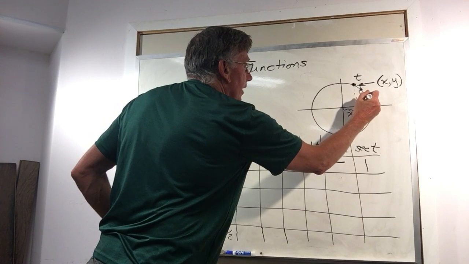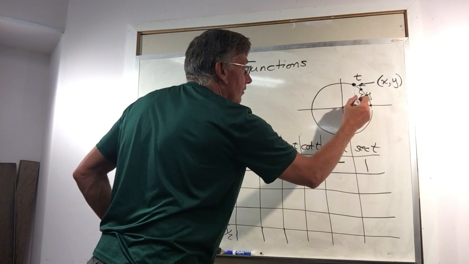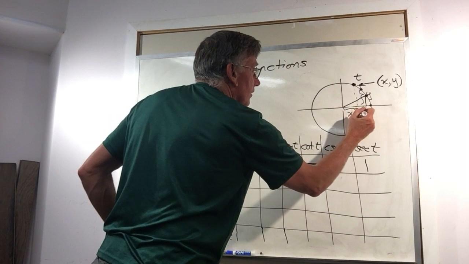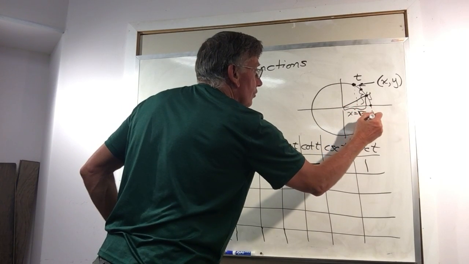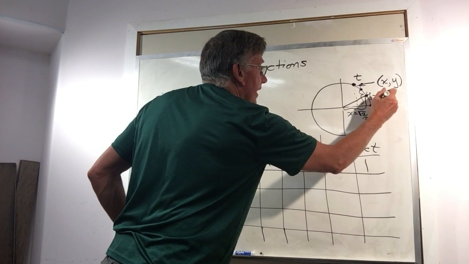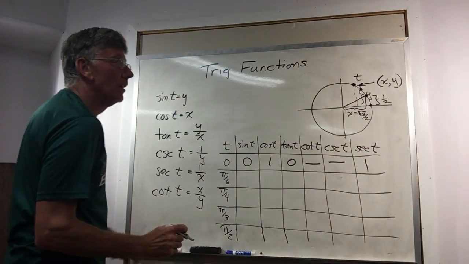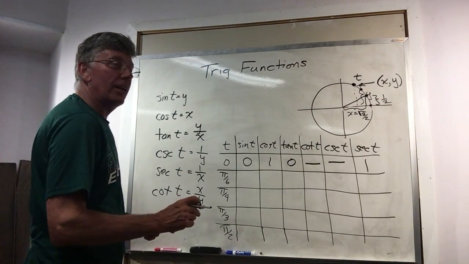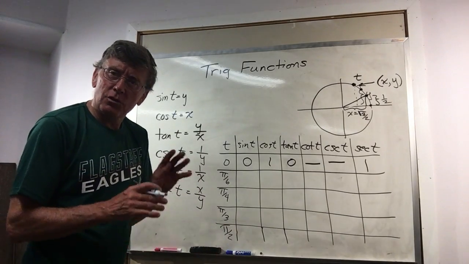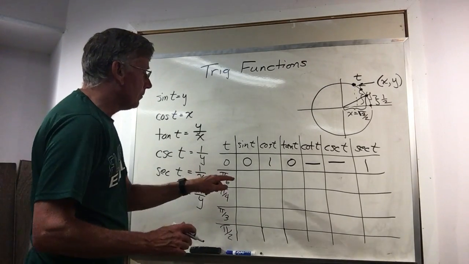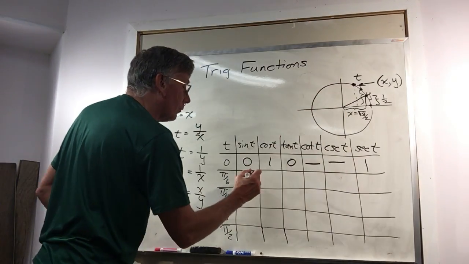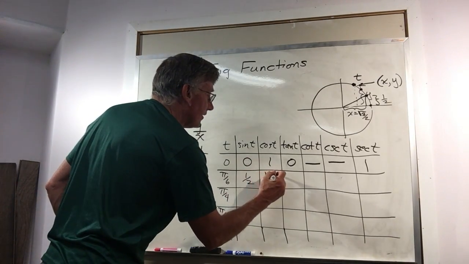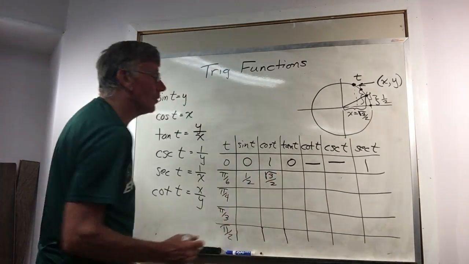Now I know, and you should check yourself, this distance here for x is square root of 3 over 2, and this distance for y is 1/2. For that point, t equal to pi over 6. Again, back up if you need to, verify it yourself. My sine is going to be that y value, 1/2. My cosine is that square root of 3 over 2.